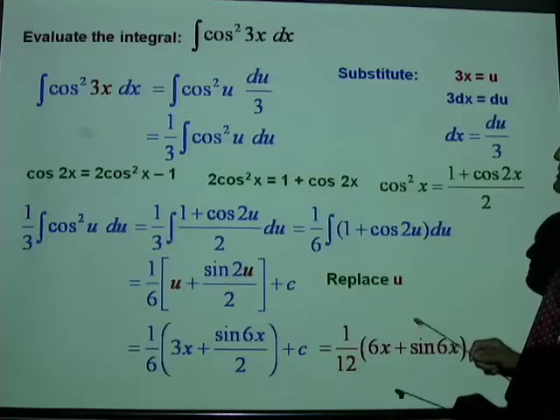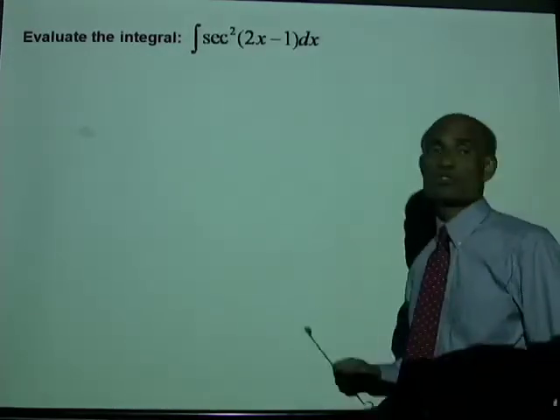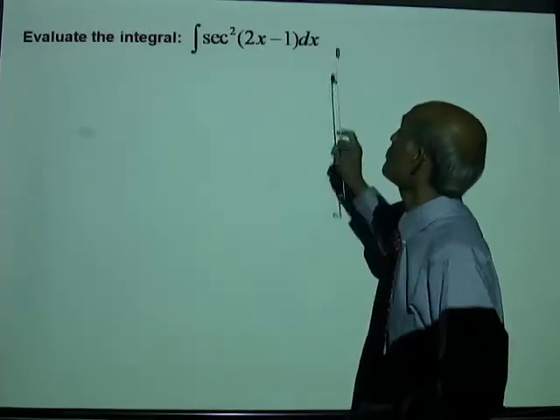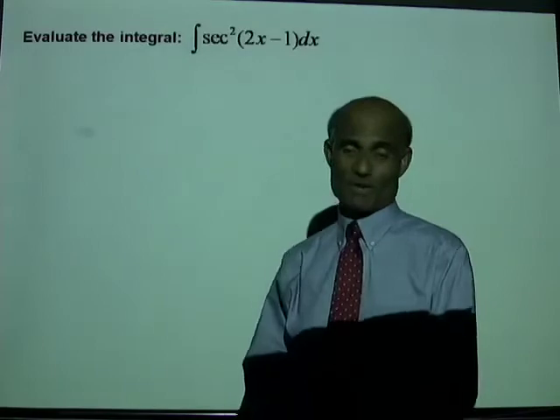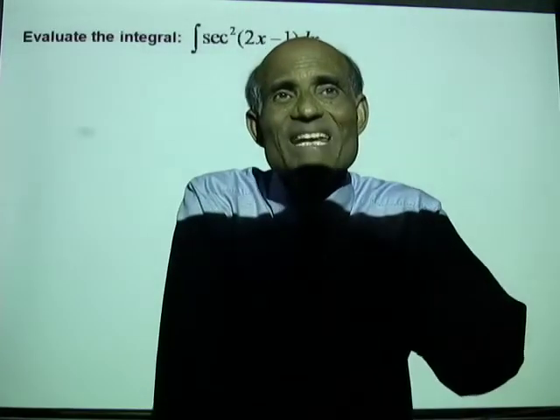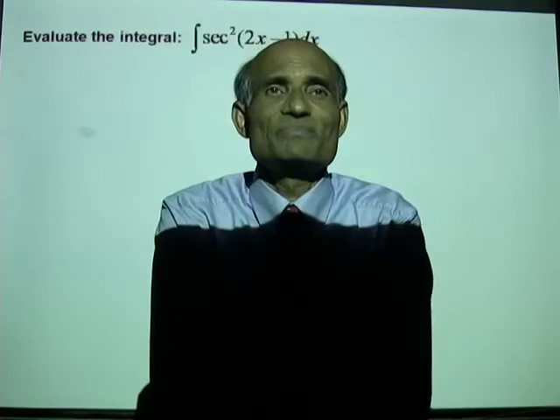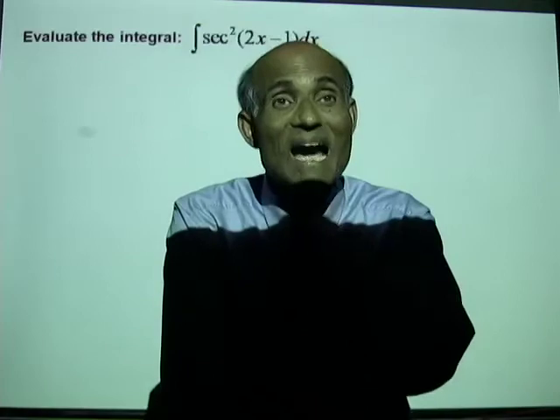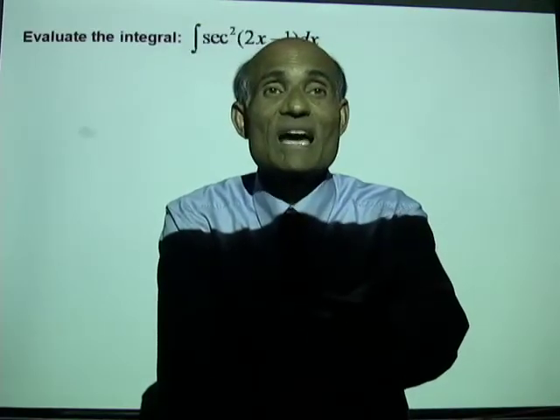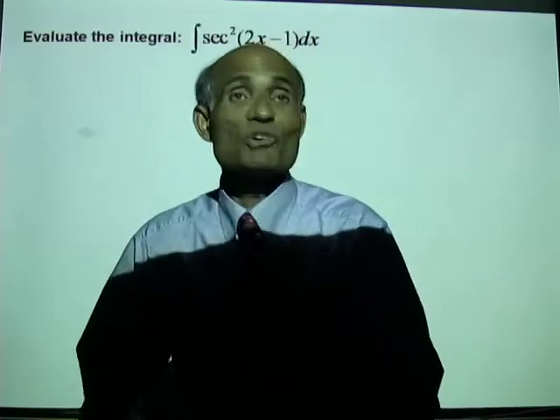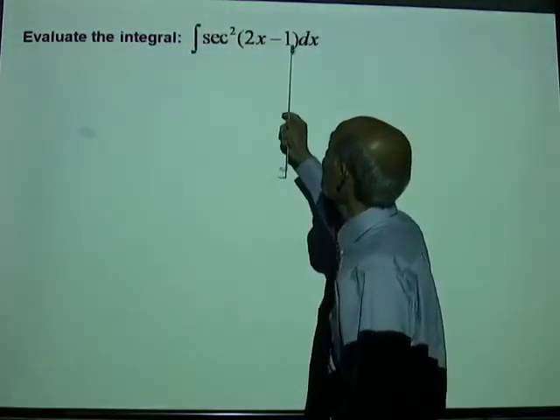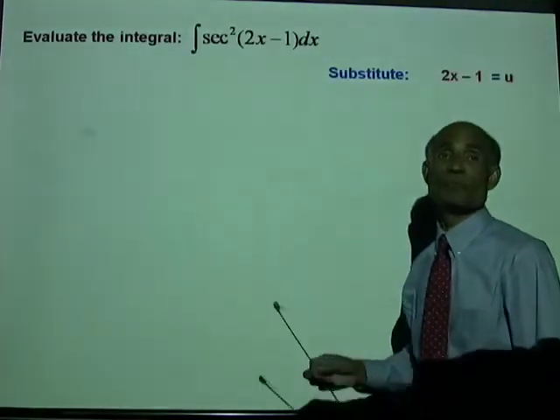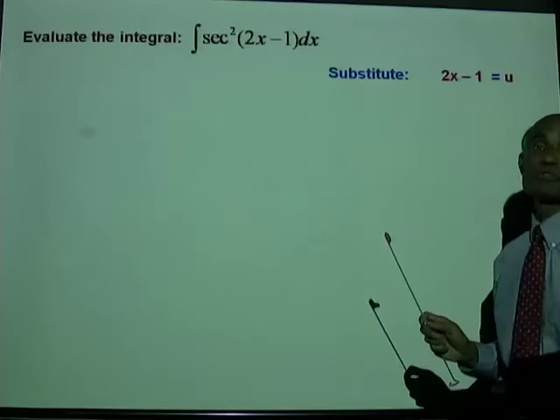Okay, let's try another one. Oh, this is good. Integral secant squared of 2x minus 1 dx. All right, tell me, what is integral of secant squared u du? Integral secant squared u du is tan u plus c, because the derivative of tan u is secant squared u. So all we need to do here is make a substitution, 2x minus 1 equals u.